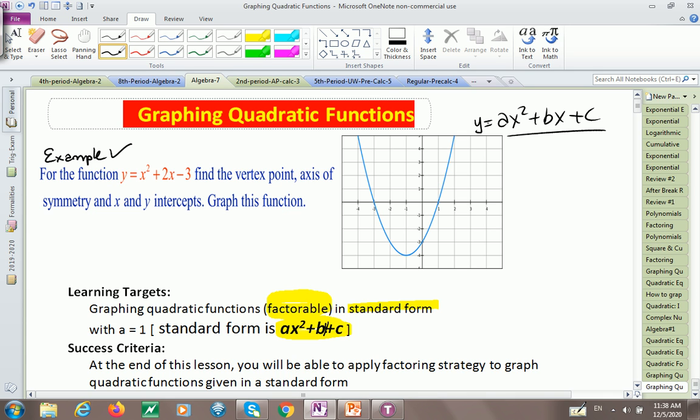And again, our specific criteria: a must be 1. When a is not 1, in the coming days, tomorrow and the next day, we're going to learn those as well. And by the end of the day, for your self-assessment, you'll be able to apply the factoring skills and strategies to graph quadratic functions in standard form.